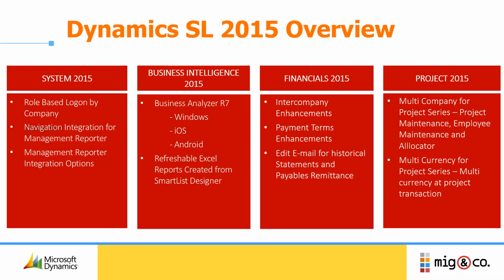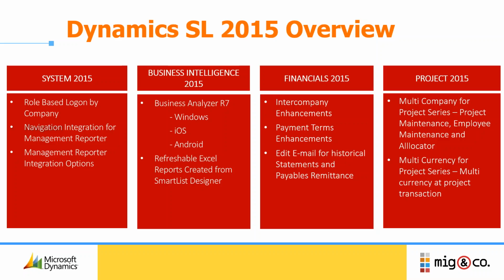On the project series, we have multi-company projects. This is the one thing we've been working on for a while, and it's been asked for. One of the issues prior to 2015 is we couldn't really see the projects across the different companies, and that's what this really does. So when we do an allocator or we do some sort of maintenance across the different companies for that project, we can actually assign resources to different projects, whether in company A, B, or C, and we can see that process across all the different databases, which is really, really nice.